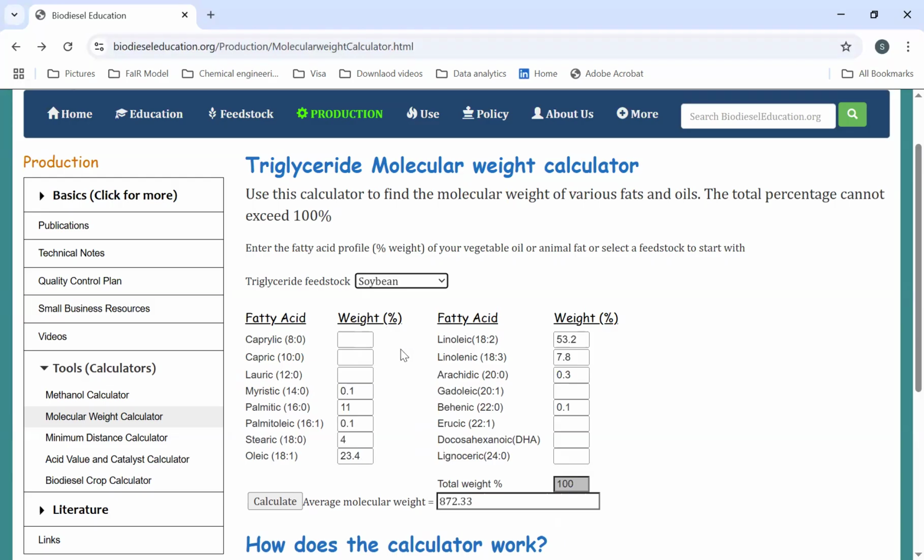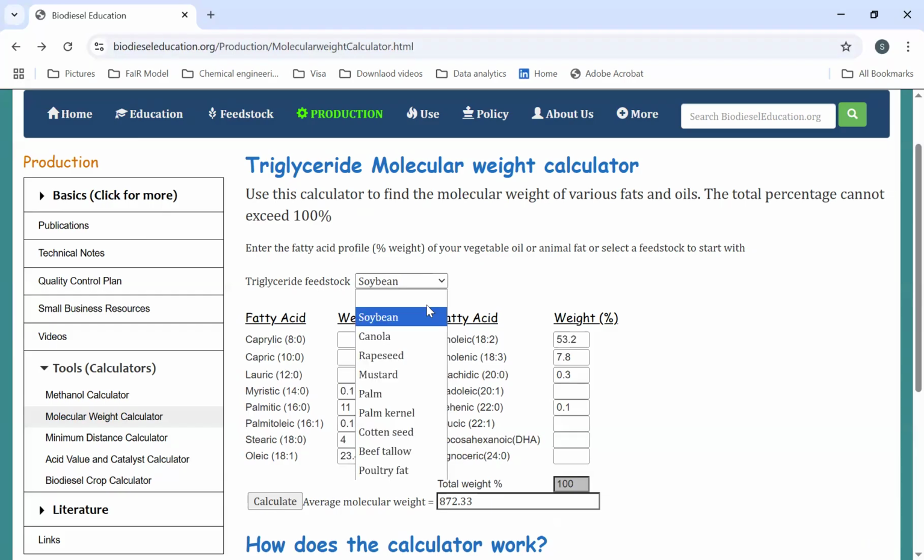For example, soybean has 0.1% myristic acid, and then 11% palmitic acid, or maybe 53% of linoleic acid. And based on that, this kind of profile needs to be determined using gas chromatography, for example, or any other analytical method to see how much of each fatty acid is in your sample. And based on that, you can just calculate the average molecular weight of the oil. In this case, for soybean it is 872.